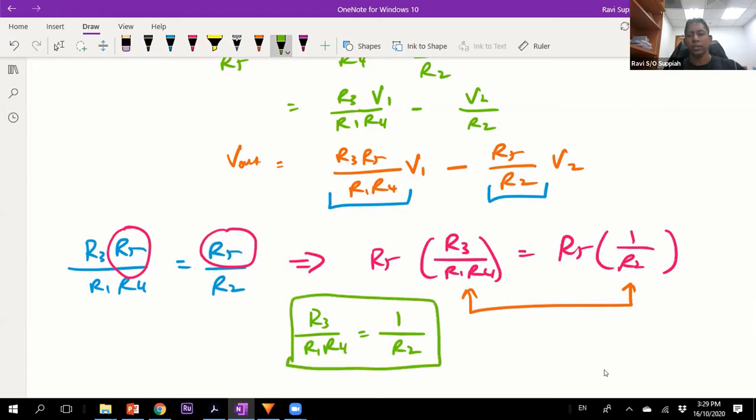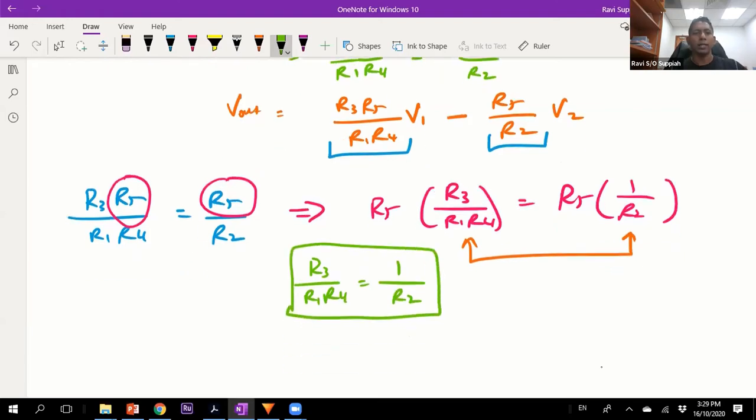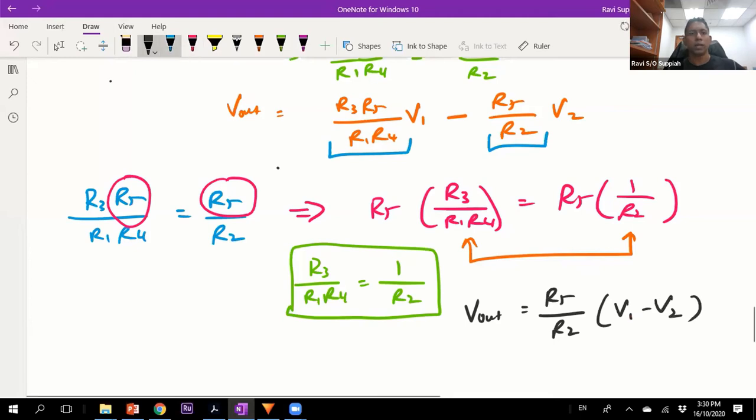If this condition can be satisfied, then I can rewrite my final expression as Vout equals R5 over R2. Why? Because both of them have the same R5, and 1 over R2 will be R3 over R1 R4, times V1 minus V2. So this becomes your K. You can simply write it as K times V1 minus V2.